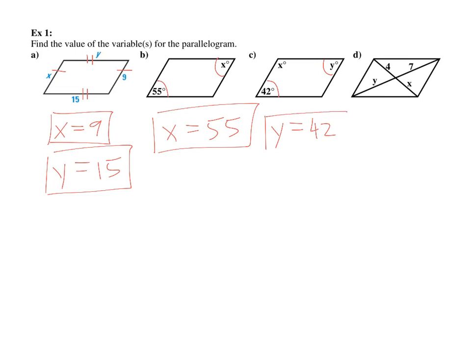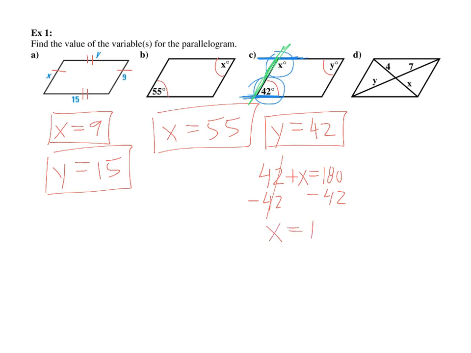How do I figure out X, though? Well, I know that these angles are supplementary. All right, they're consecutive angles. All right, so just go back to chapter 3. Here's my parallel lines. This is my transversal. Okay. So 42 plus X is equal to 180. Subtract 42, and X is equal to 138.